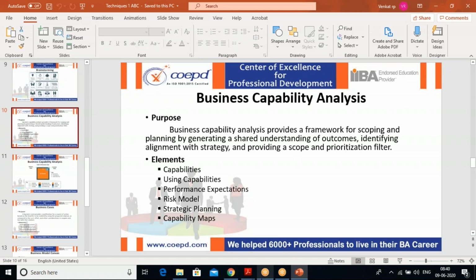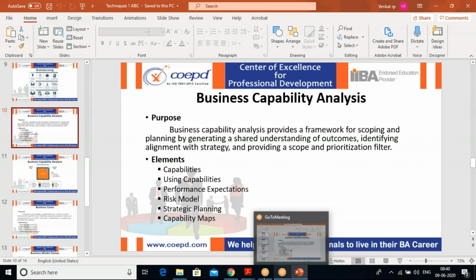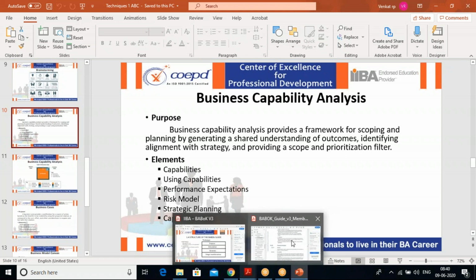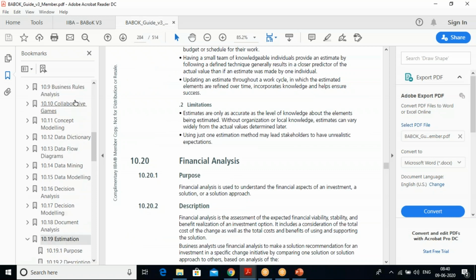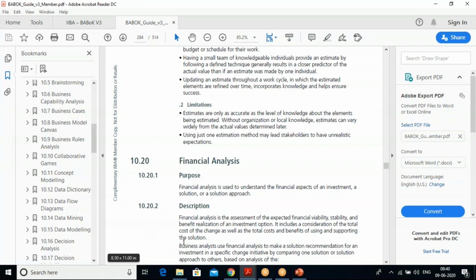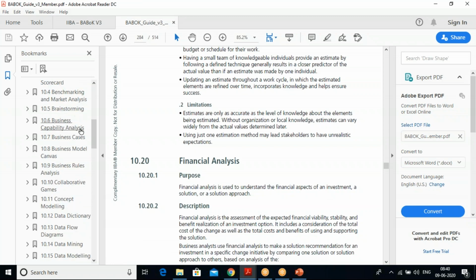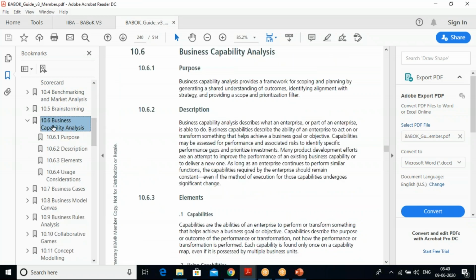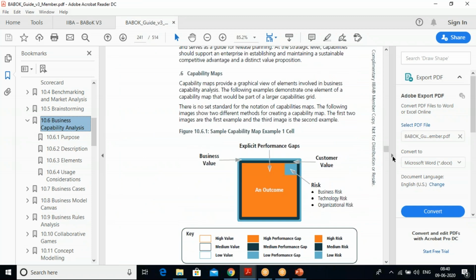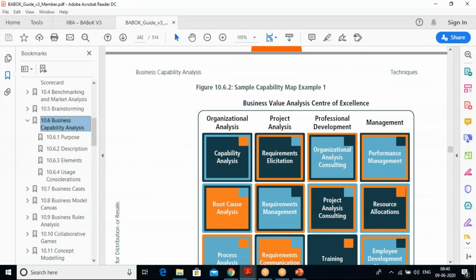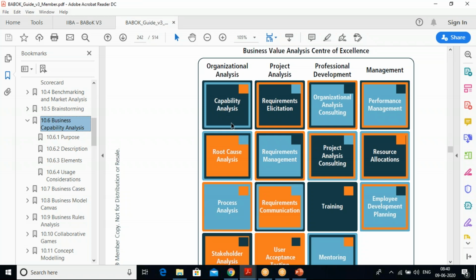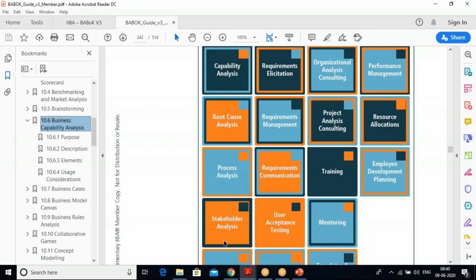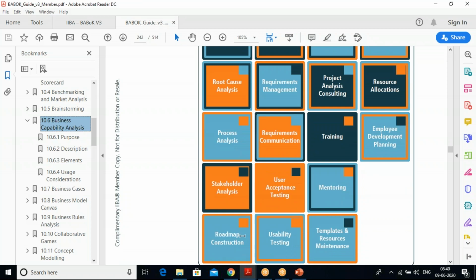Now, for you to have that detailed analysis, let me open that capability analysis. Here you see business analysis. On the organization analysis side, we can do capability analysis, root cause analysis, process analysis, stakeholder analysis, and roadmap construction. This is what we can do.